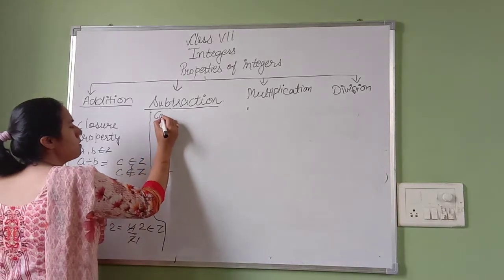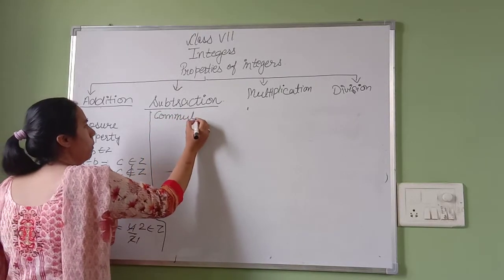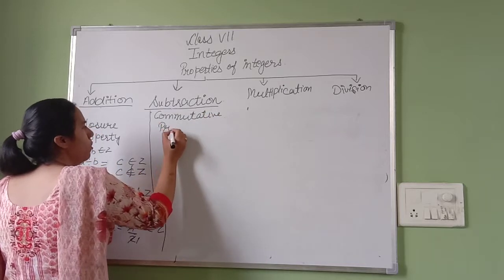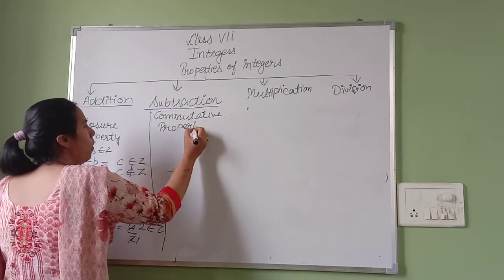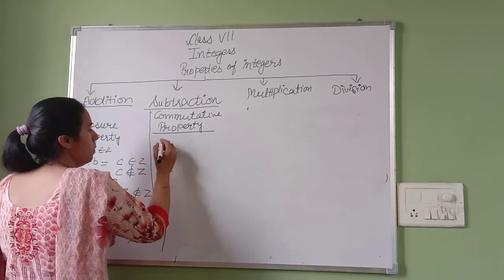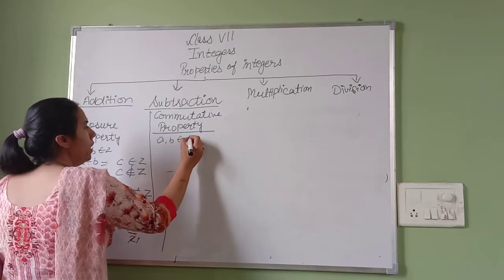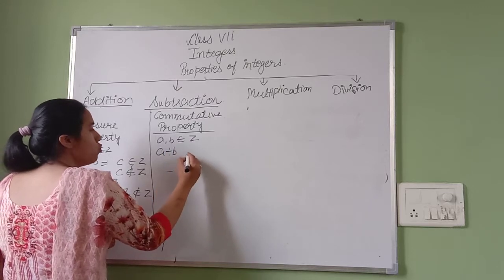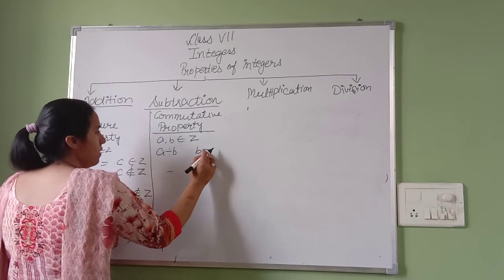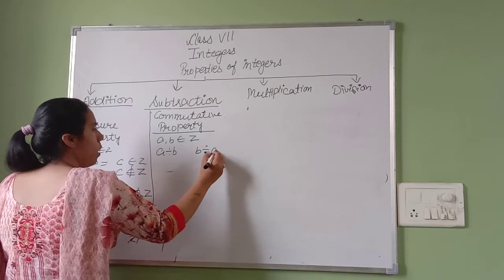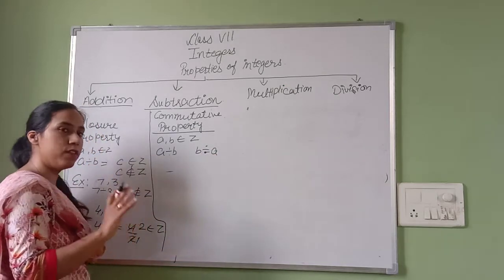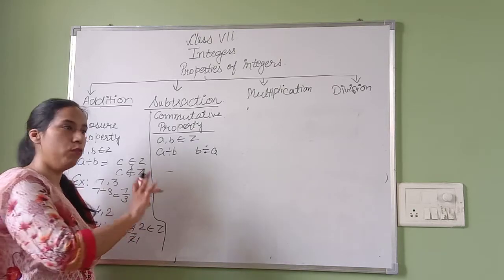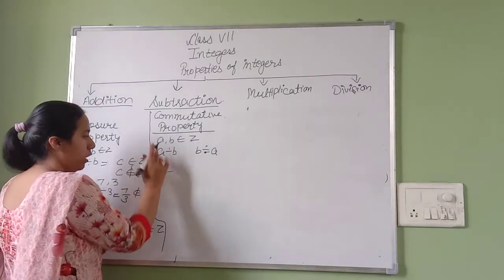The next property is the commutative property. What is our commutative property saying? If a and b are two integers, a divided by b should be equal to b divided by a or not, we will generalize that. I will not directly write down the answer. Firstly, we will solve with an example. If we find the right answer, then we will write down equal or not equal.